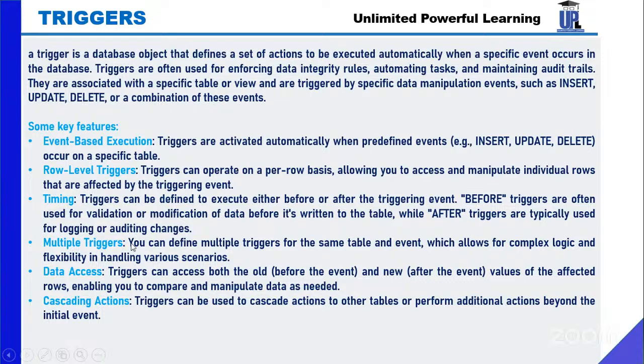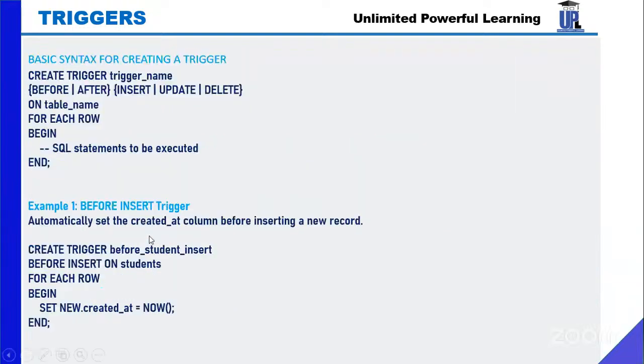I can use multiple triggers on the same table. That is also possible because sometimes complex logic has to be built. Data access holds both before the event and after the event, where I want to check or compare and store somewhere. So one trigger occurring may fire another trigger. That means the sequencing of events. That is also possible.